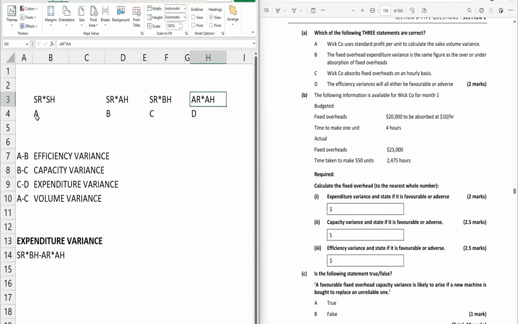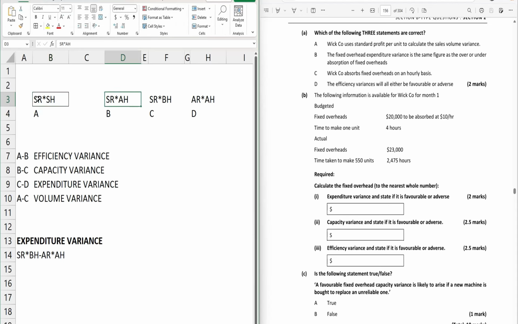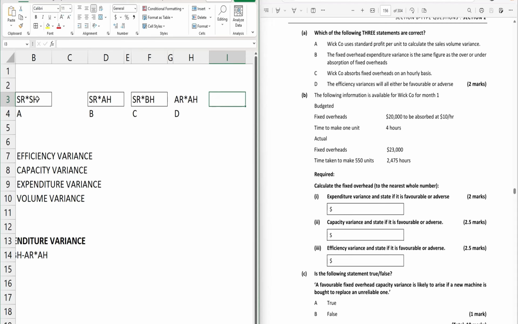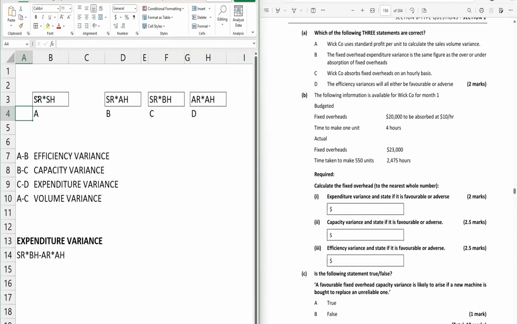Okay, that's fine. So I have just given names for these: A, B for this, C for this, and D. Now the difference of A and B is your efficiency variance, the difference of B and C is your capacity variance, the difference of C and D is your expenditure variance, and the difference of A and C is your volume variance. Okay, so this is for the variances regarding the overhead, but the question has asked regarding expenditure, and for expenditure it's C and D.